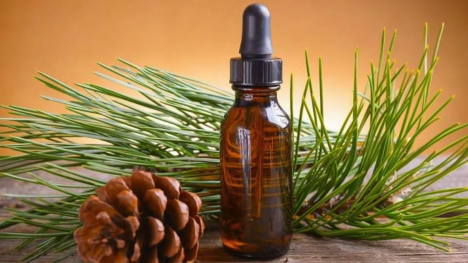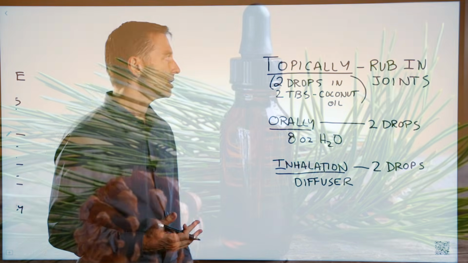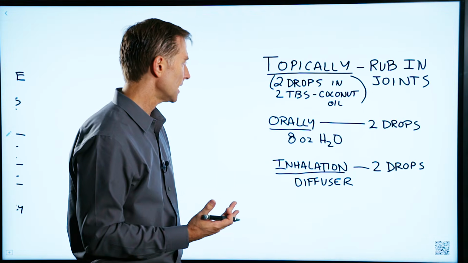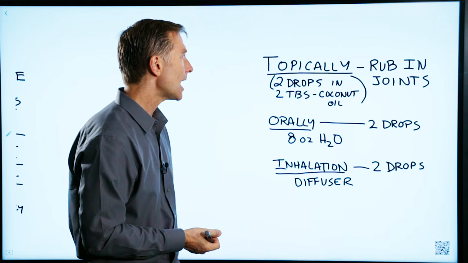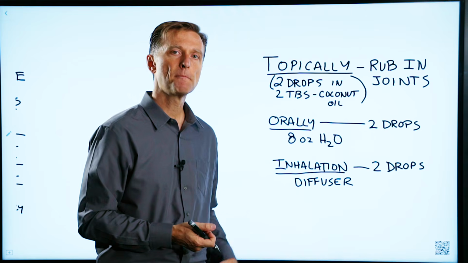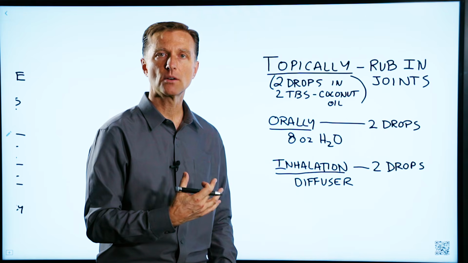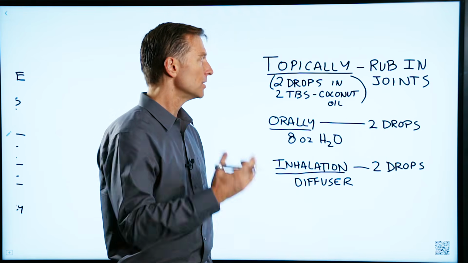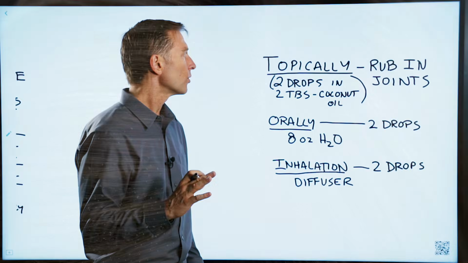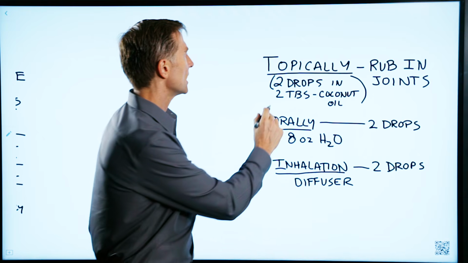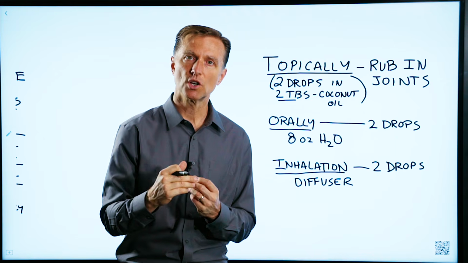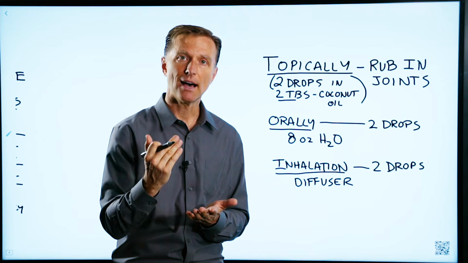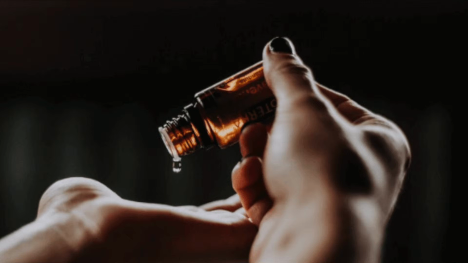So how would you take it? There's three ways. You can use it topically on your skin, take it orally, or breathe it in, okay? Now, if you're going to take it topically, let's say you're going to put it on a joint that is arthritic, or you have pain, or on your skin, let's say you have dandruff or psoriasis, something like that, you would rub it in, and all you have to do is take 2 drops and about 2 tablespoons of coconut oil, mix it really good, and use that as the salve that you rub into the joint or your scalp.